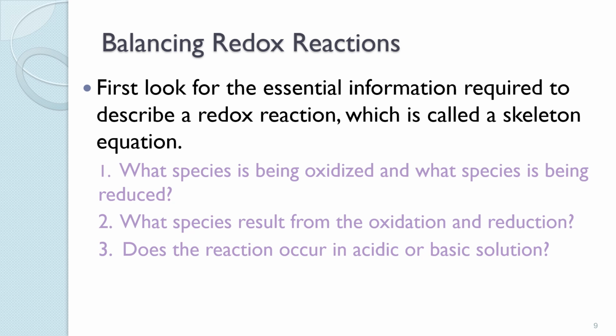Whenever you're looking at a redox reaction, you probably want to look at the skeleton equation, just the general thing that's happening. You may want to figure out ahead of time, but if you can't, you can still go through the process and figure out later which one's being oxidized and which one's being reduced. We're going to pull out the oxidation half reaction, what's being oxidized, and the reduction half reaction, what's being reduced. And then we also want to know, is the reaction occurring in acid or basic solution?